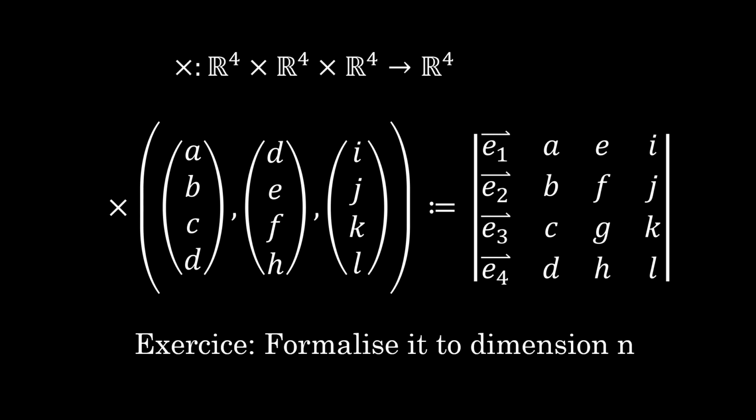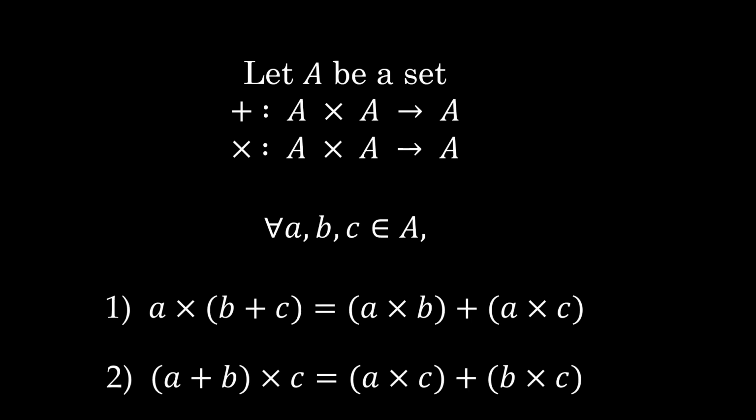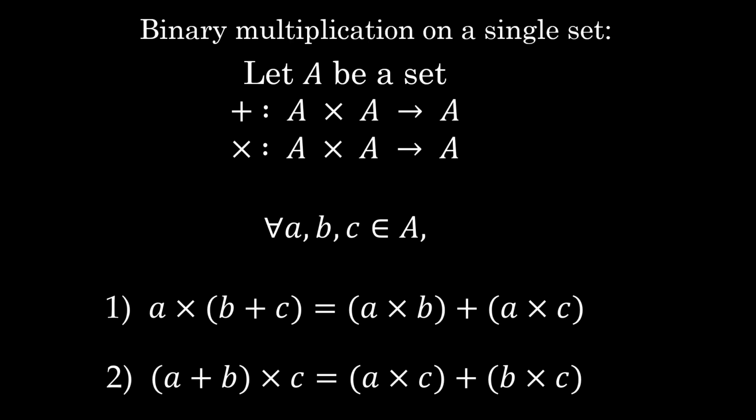But for those who saw my previous video, you might say to yourself, is it still legit to call these operations products? Isn't multiplication a binary operation? Well, let's revisit what I previously said. If we have a set A and two binary operations on A, if one is distributive on the other, from both the right and the left, we say the former is the product and the latter is the addition. This, in fact, describes the binary multiplication on a single set.